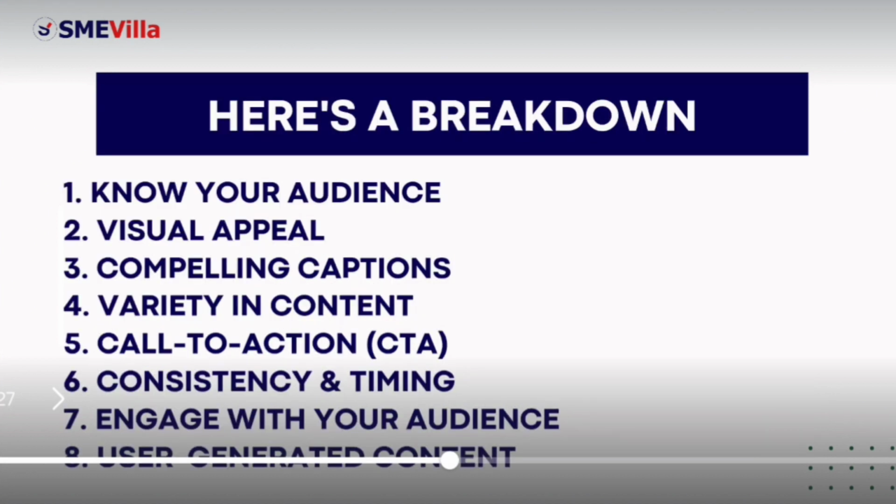Now, this is a breakdown of what we are going to look into. Number one is know your audience. Number two is visual appeal. Number three is compelling captions. Don't worry, we are going to be explaining everything. Then number four is variety in content. Number five is call to action. Just like I stated, call to action is when you are inviting people to take action. You are calling them to come take an action, right? Then number six is consistency and timing. Very important. Then engage with your audience, it's very important too. User generated content, right?